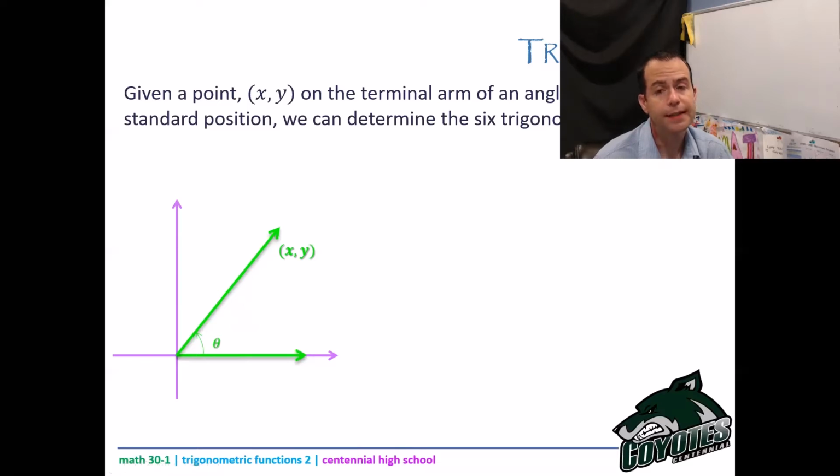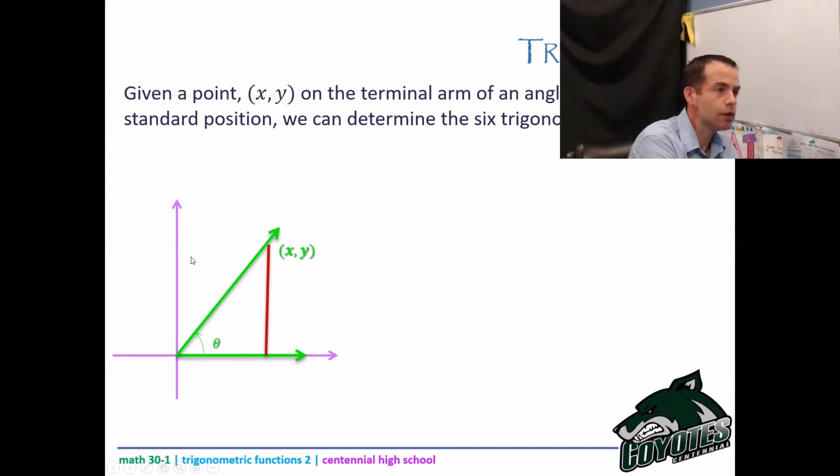Now, to get the six trigonometric ratios, all we do is we drop a perpendicular from that point, that x comma y. So if I was to drop a perpendicular here, and I know that right there is the point x comma y, then I know that the base of my triangle has to be x, and the height of my triangle has to be y, because that's the only way to get to the point xy, right? In order to get to that point xy, I go over x and up y, okay? I'm going to call the hypotenuse r, and so we'll label this x, y, and r.